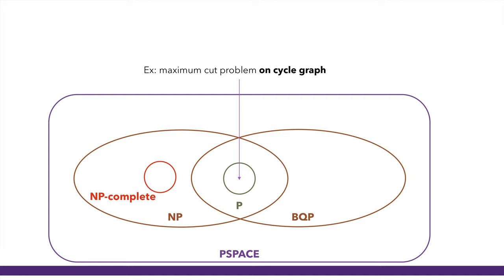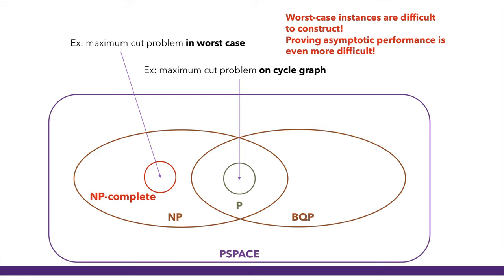You just go through the graph and you pick every other node. Or if you think of a max cut on a bipartite graph, once again, that is a trivial problem. And this is an issue because in general, worst case instances that trigger these worst case bounds are difficult to construct, and proving asymptotic performance of algorithms is even more difficult.